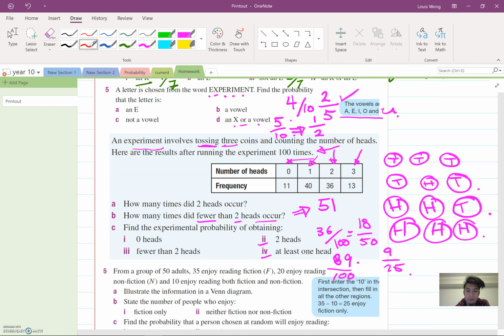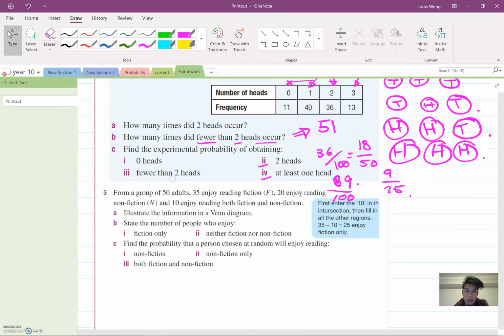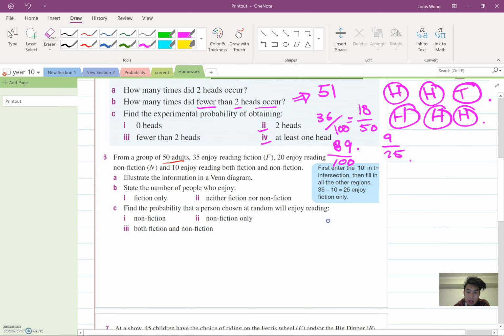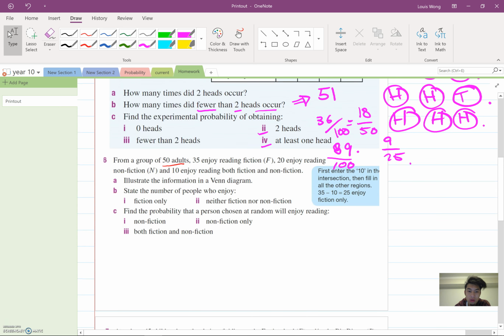Okay, let's keep going. Question 6, from a group of 50 adults. So that's important. That tells me the total amount of adults. 35 enjoy reading fiction, 20 enjoy reading non-fiction, and 10 enjoy reading both fiction and non-fiction. And question A asks us to illustrate the information in a Venn diagram. I'm actually going to do that question so that you understand what's going on there.